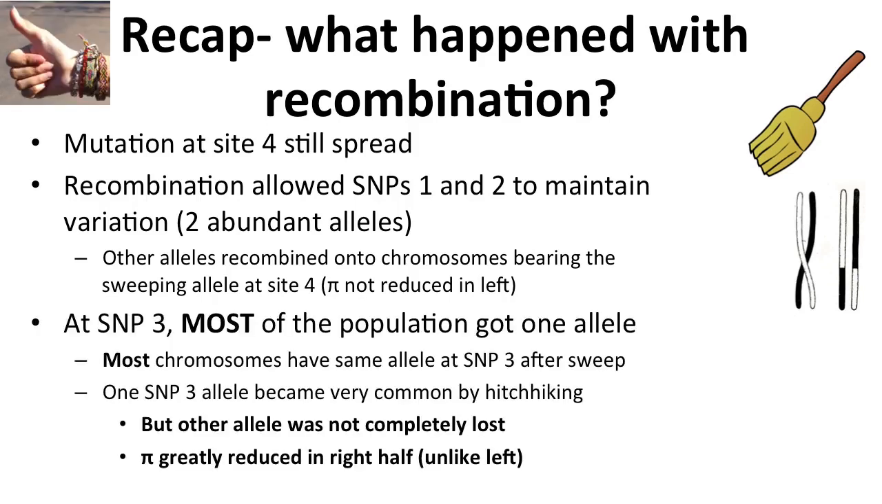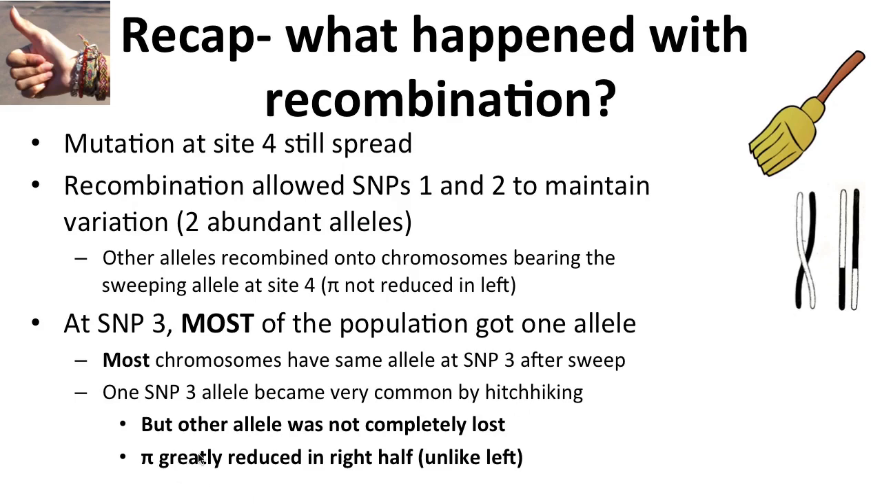At SNP 3, most of the population got one allele. Right? We had that one variant that spread, but there was a rare one that didn't. So most of the chromosomes have the same allele at SNP 3 after the sweep. So there was a loss of variation at SNP 3, but not to 0, it just lost some of it. And there was one particular allele that became very common by hitchhiking.